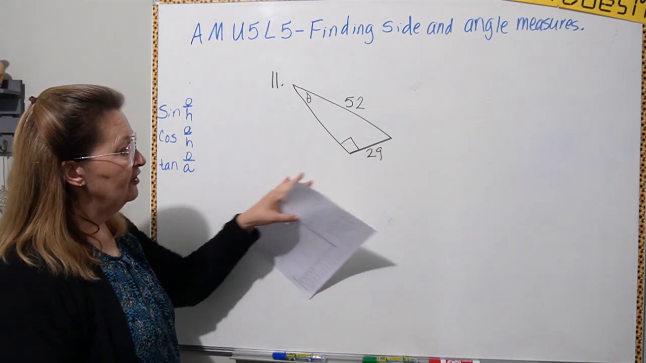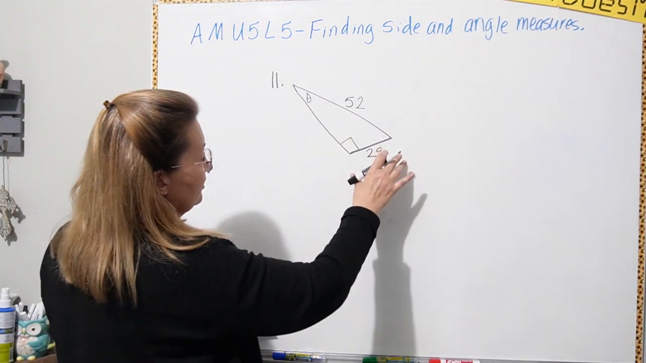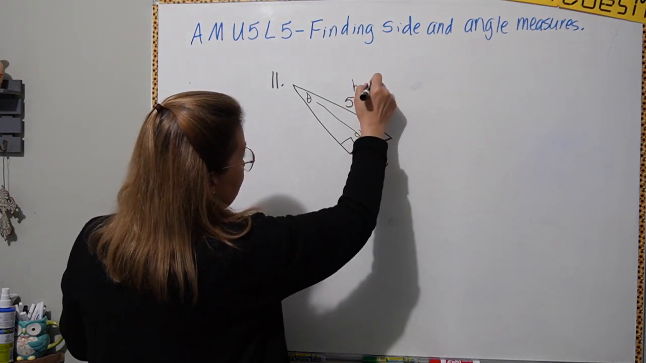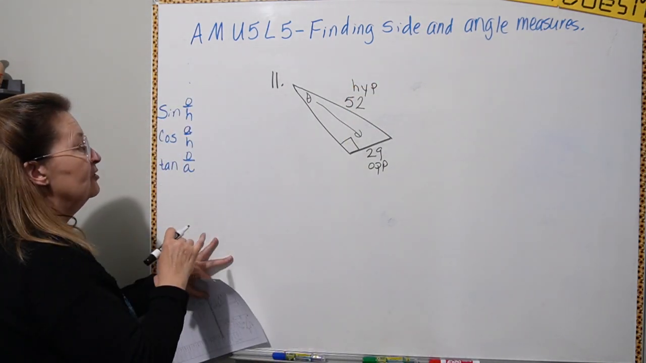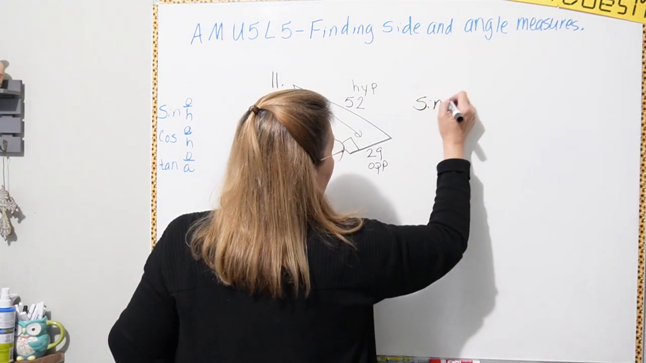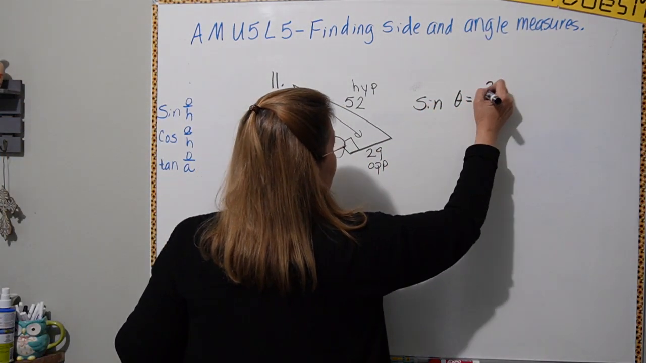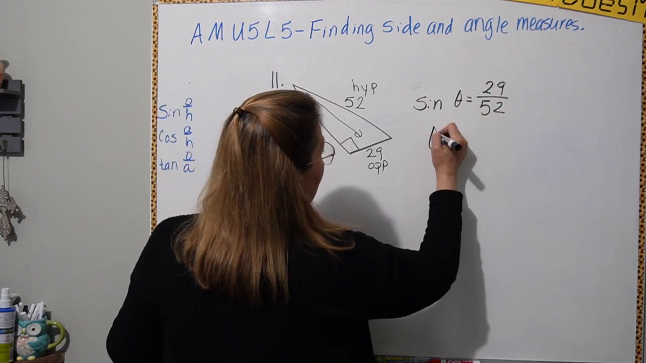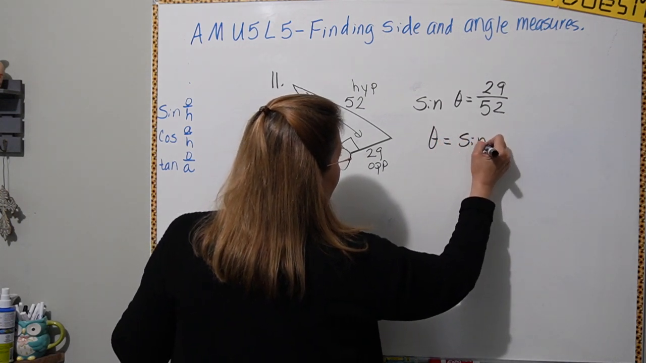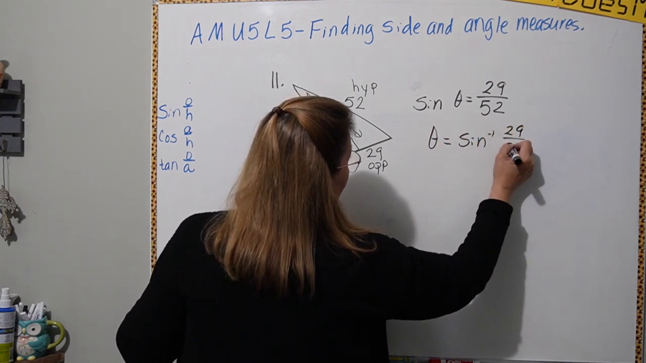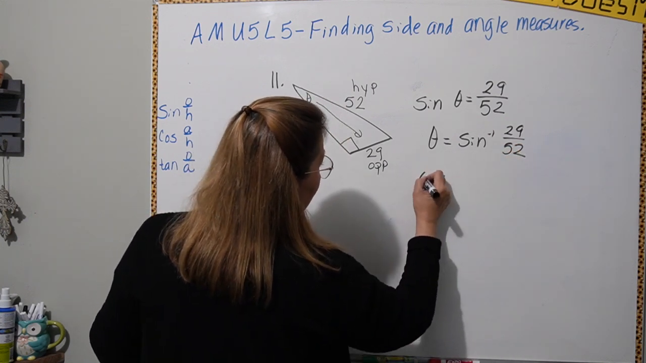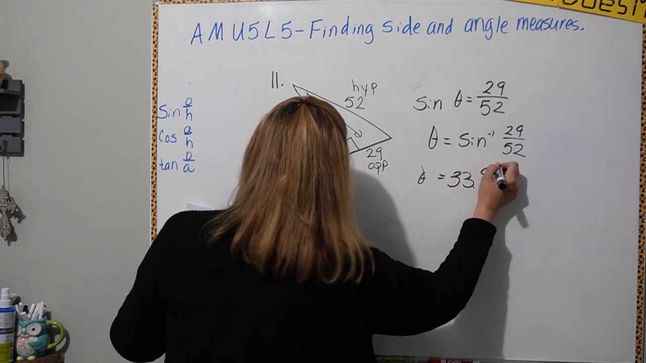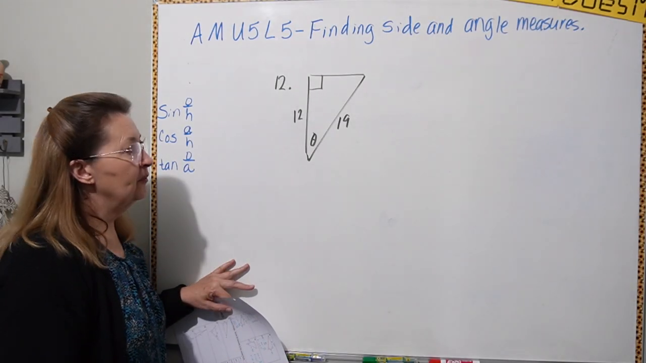Okay, for number 11, here's the information we're given. So let's identify the location of the sides. From here, this is my side opposite, and this is my hypotenuse. So which function do I need? That's going to be your sine. So sine of theta is equal to the side opposite, which is 29, over your hypotenuse, which is 52. Convert, then theta is equal to inverse sine of 29 over 52. Therefore, punch it in the calculator, and theta is 33.9 degrees.